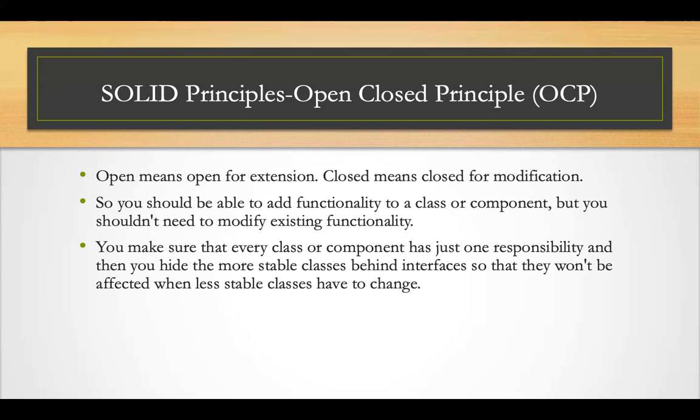The reason the design should be done in this way is because usually you will have big inheritance hierarchies. And if you actually change something that was designed previously, it might cause a ripple effect and cause you to change a whole lot of things. So it is required that initially you should design your classes in a way that keeps future extensibility in mind. The way you take care of this is you ensure that each class has just one responsibility, and you hide the more stable classes behind interfaces so that they won't be affected when less stable classes have to change.